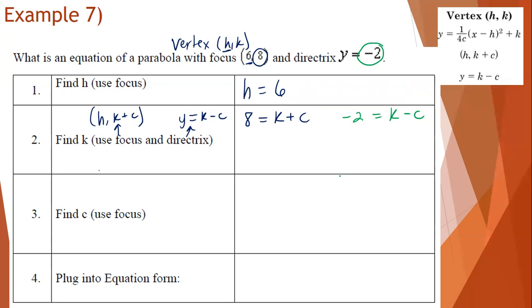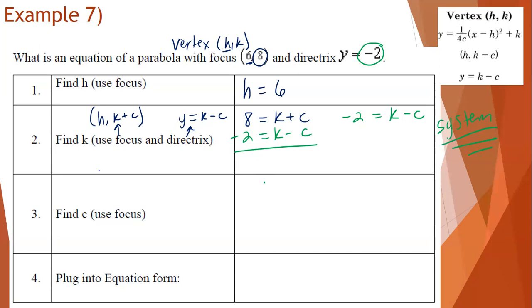And so what type of situation did we set up here for ourselves? A hint, it starts with an S. I'll tell you, a system. We set up a system. So we end up with -2 equals k minus c.